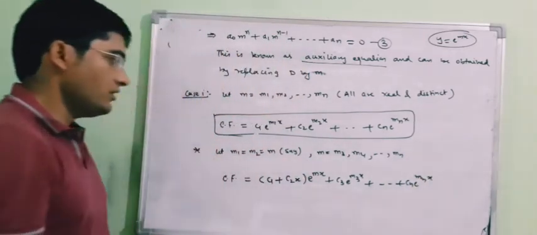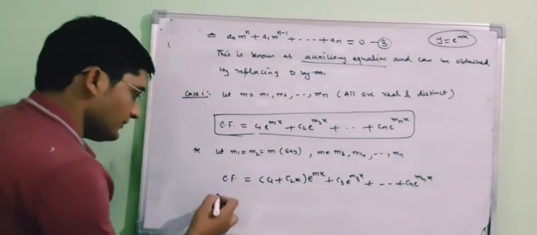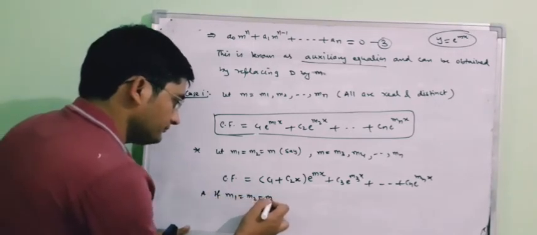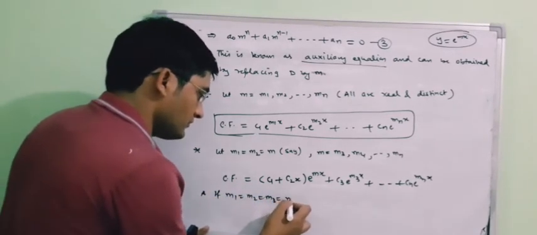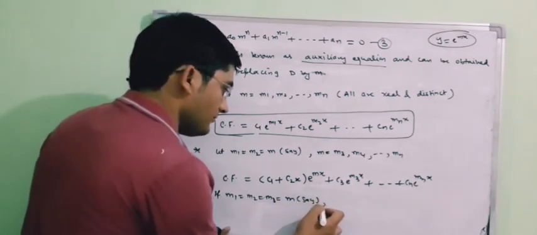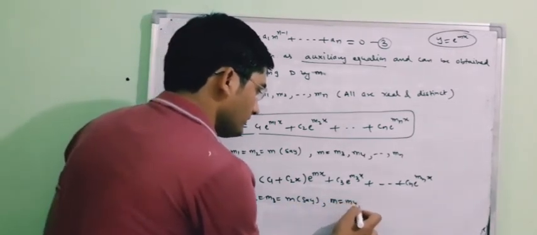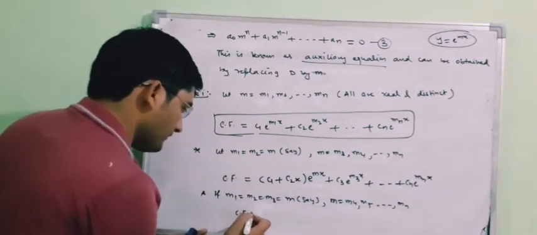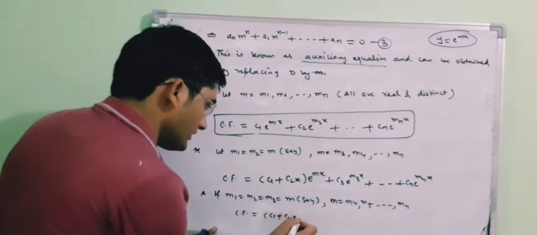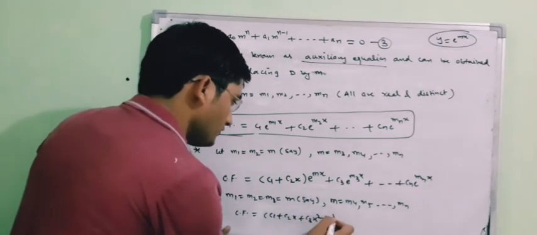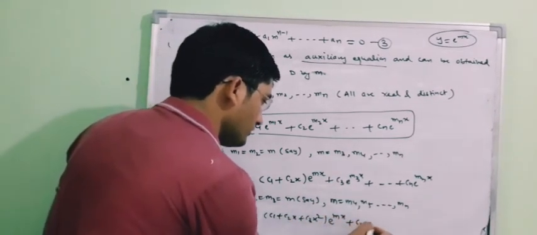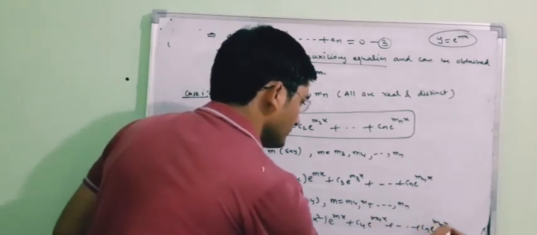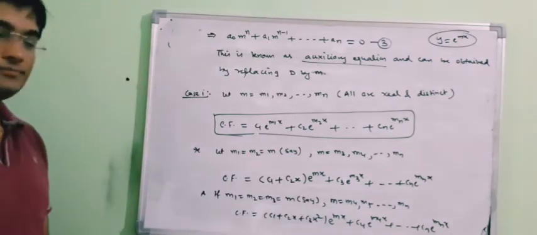So this is when two roots of the auxiliary equation are equal. If three roots are equal, say their common value is m, and the other roots are distinct, then your CF will be c1 plus c2x plus c3x square, times e to power mx, and then c4 e to power m4x, and cn e to power mnx. So this is your answer.